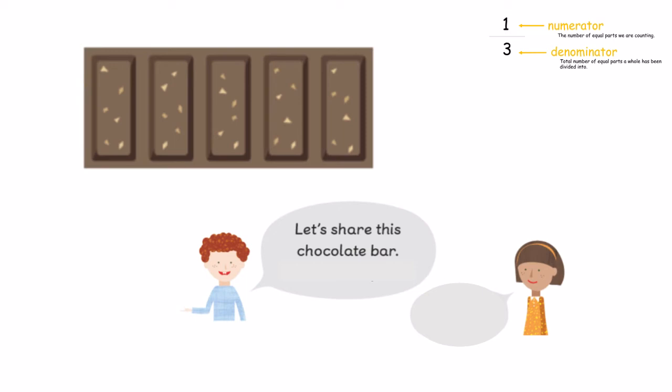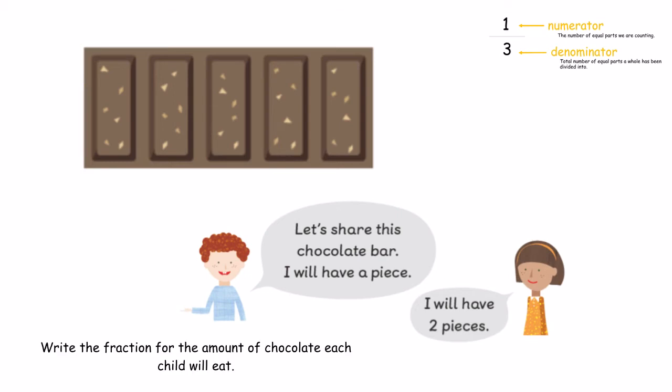Our friends from Maths No Problem have decided to share the chocolate bar. The little boy is saying that he is going to have 1 piece of the chocolate bar. That would be 1 out of the 5 pieces. The little girl has decided that she will have 2 pieces of the chocolate bar. Can you pause the video and write the fraction for the amount of chocolate each child will eat? Remember, look at the top of the screen to help you put the numbers in the correct places. Pause the video and write down the fractions.